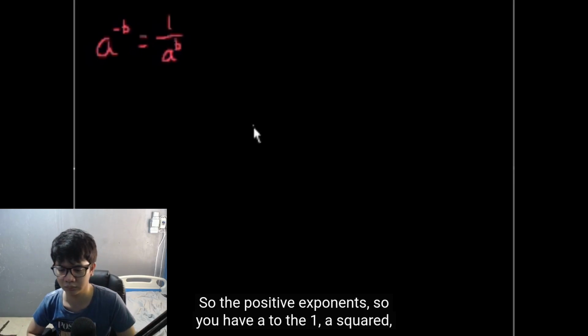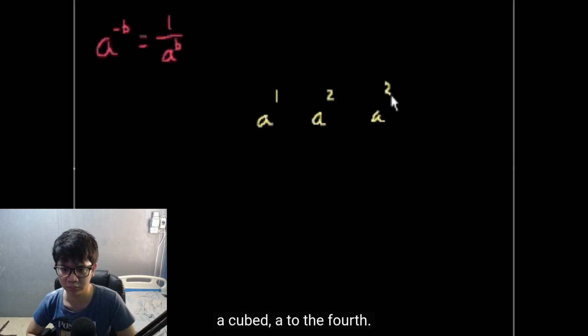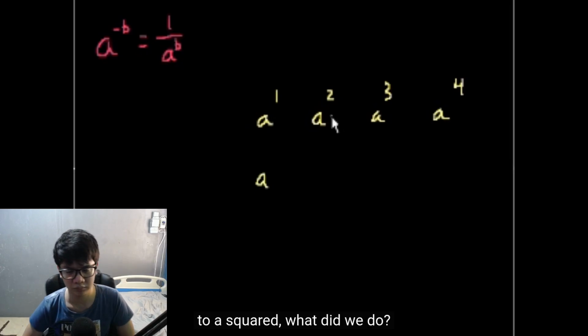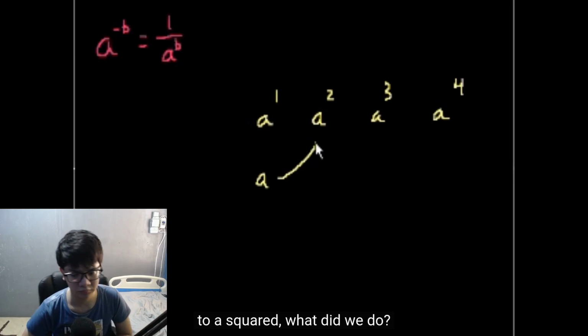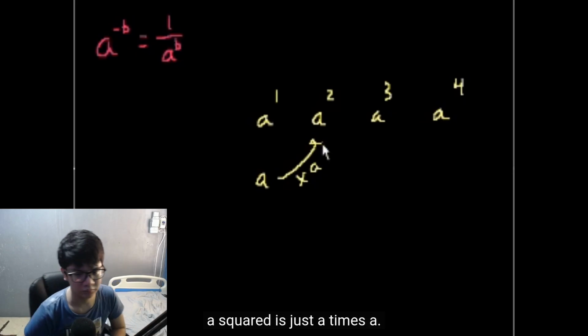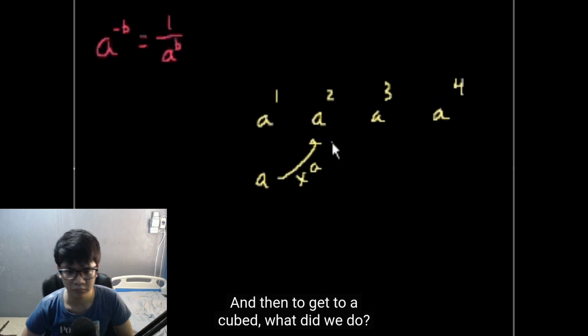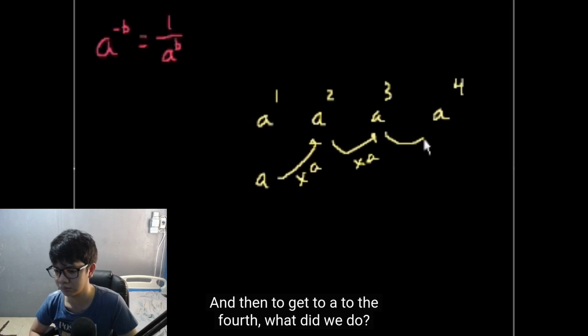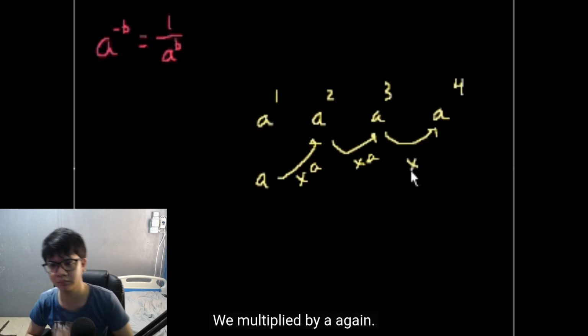So the positive exponents, you have a to the 1, a squared, a cubed, a to the 4th. What's a to the 1? A to the 1 we said was a. And then to get to a squared, what did we do? We multiplied by a. A squared is just a times a. And then to get to a cubed, we multiplied by a again. And then to get to a to the 4th, we multiply by a again.